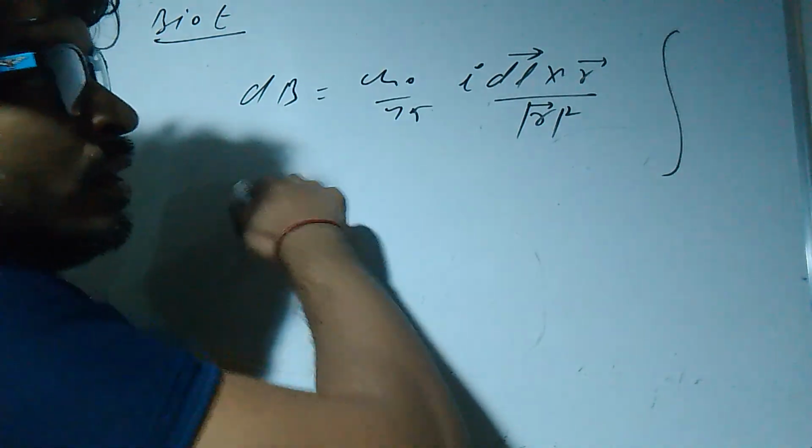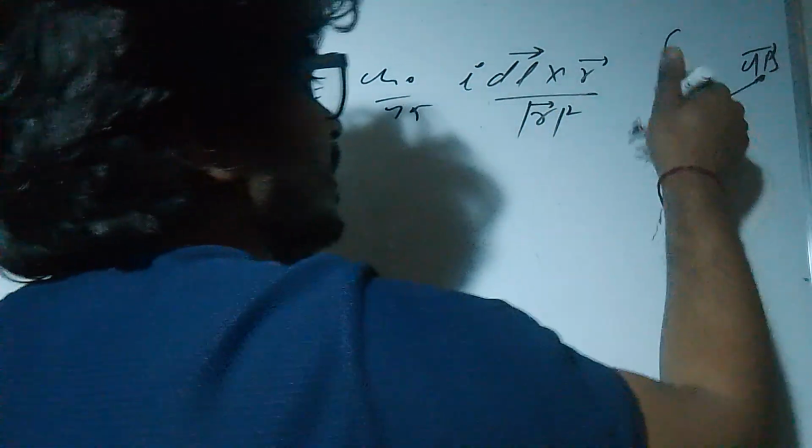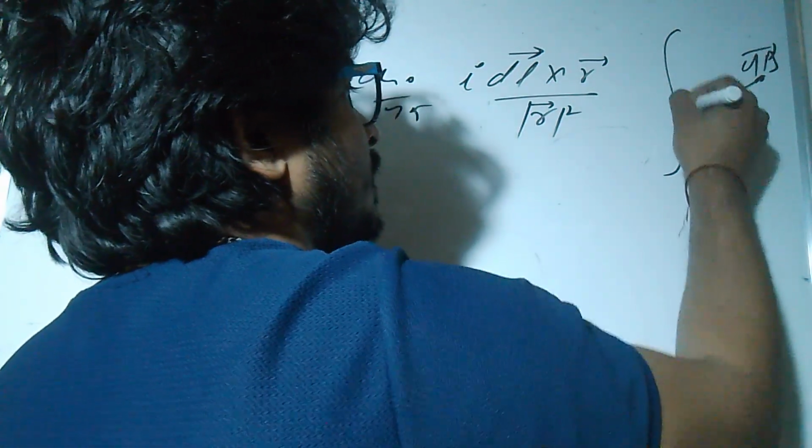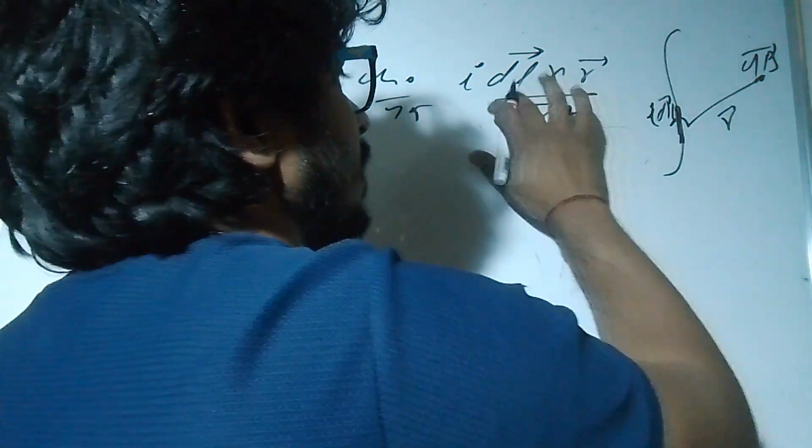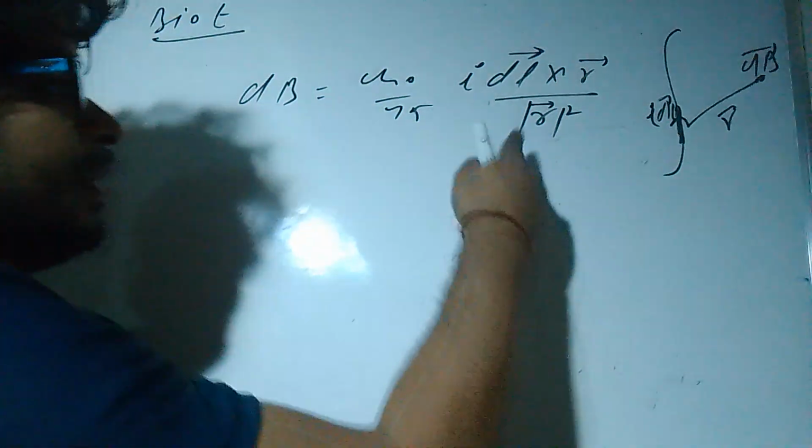It gives the magnetic field dB at any point at distance r. So dB is basically mu naught by 4 pi, I dl. I dl is the current element. In this, current is flowing; this is I and dl. dl gives the direction of this strip. So I dl cross r, divided by r square.